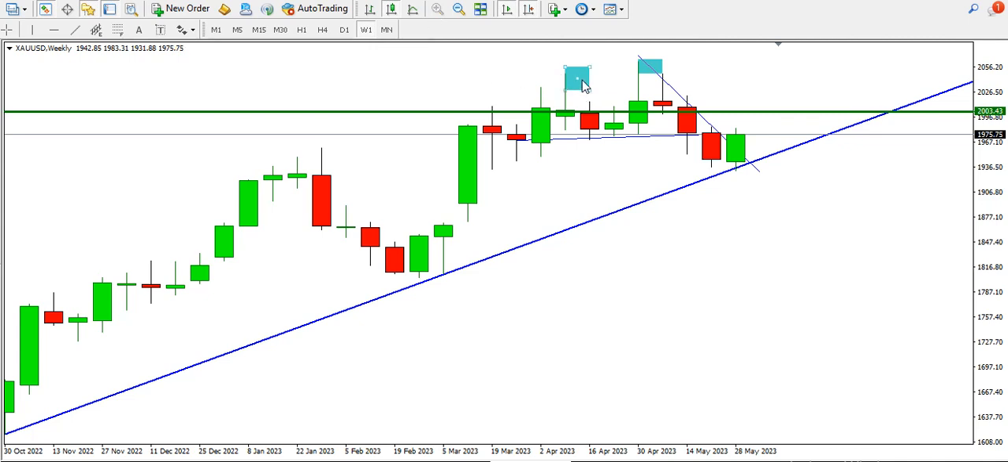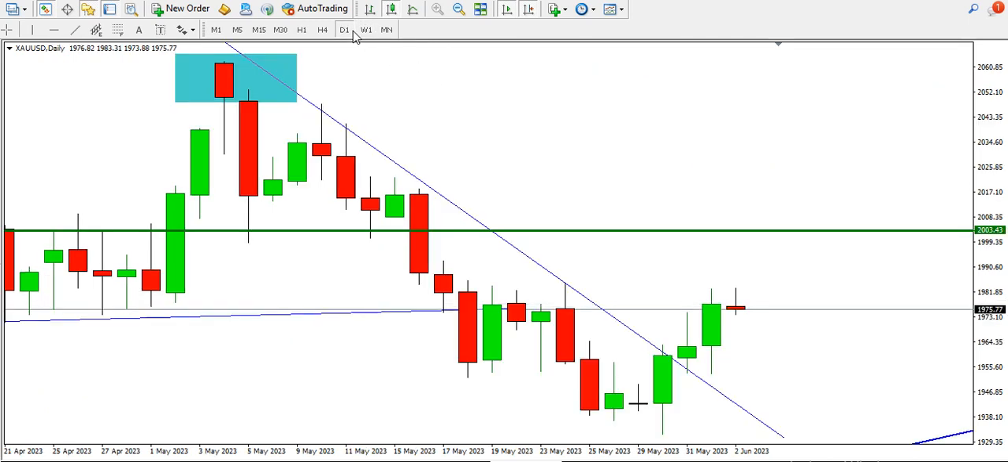I can also see a top around here, another top around here, and I can see that price has broken the neckline of the double top. But what we have for this particular week is the fact that the price of gold is trying to engulf the previous weekly candle. So that's what we have on the weekly time frame.